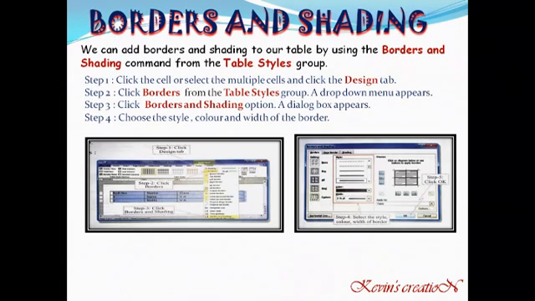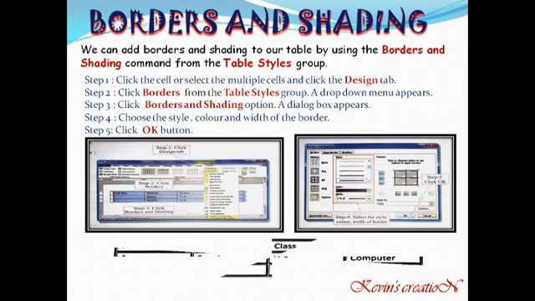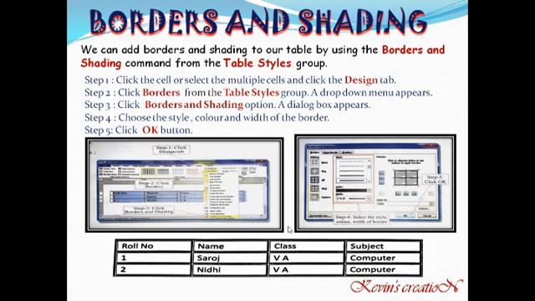So all these things here you can see the thickness is there, okay. So width of the border you can choose from here. From here you can choose the styles, okay. Once everything is done, you have to click this OK button, and then you will see the changes in your table. Earlier the table which was like this, now it looks like this because we have changed the border, okay, and color as well.